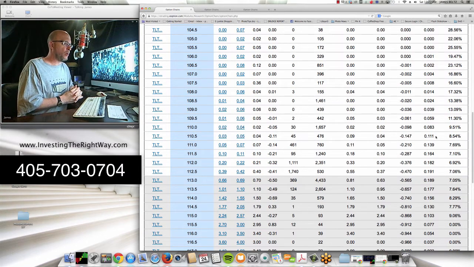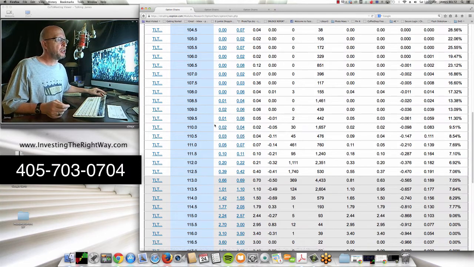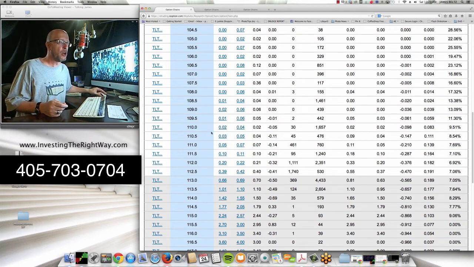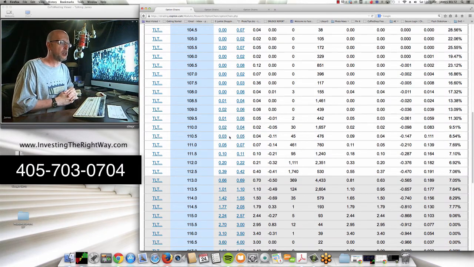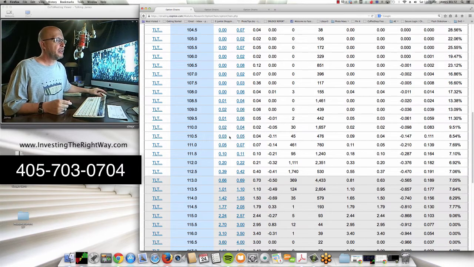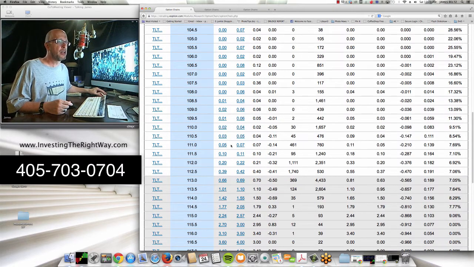And so you can visually see the difference if you just look at the bid price column. Here's the bid price for that $110 strike price, and it's 2 cents. Well, the very next strike price down is only 3 cents. That's only a 1 cent increase in value for moving to the next strike price. The next strike price after that is 5 cents, $111. And here's where you begin to look at your target.